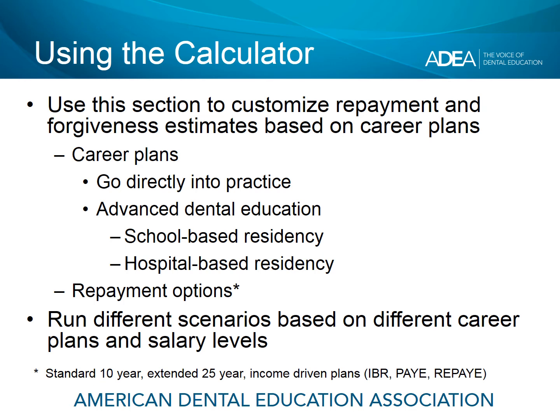Now, once you've loaded your student loan portfolio into the organizer section of DLOC by using the NSLDS upload option and also manually entering any kind of projected borrowing into the organizer section, now it's time to use the calculator. And this section is great because what it lets you do is customize repayment and possible forgiveness estimates based on your own career plans, whether you're planning to go directly into a dental practice or perhaps do a residency program with advanced dental education, either a school-based residency program or a hospital-based residency program. And you get to pick different repayment options, and DLOC will run all sorts of different scenarios for you based on different career plans and also based on different salary levels.